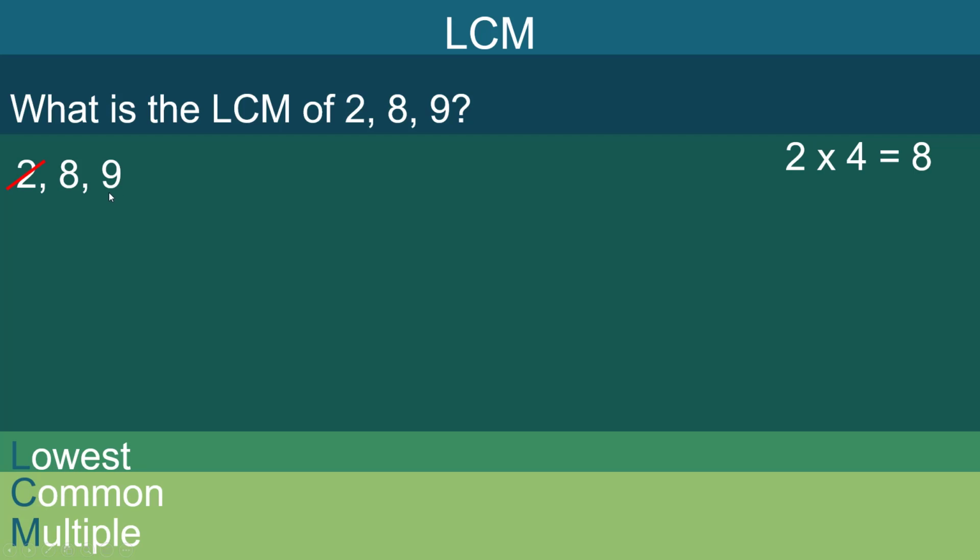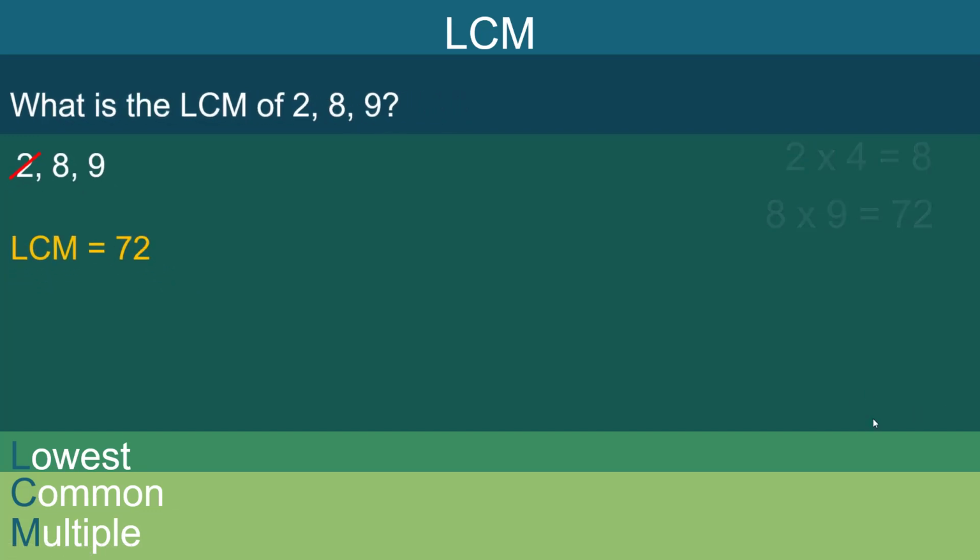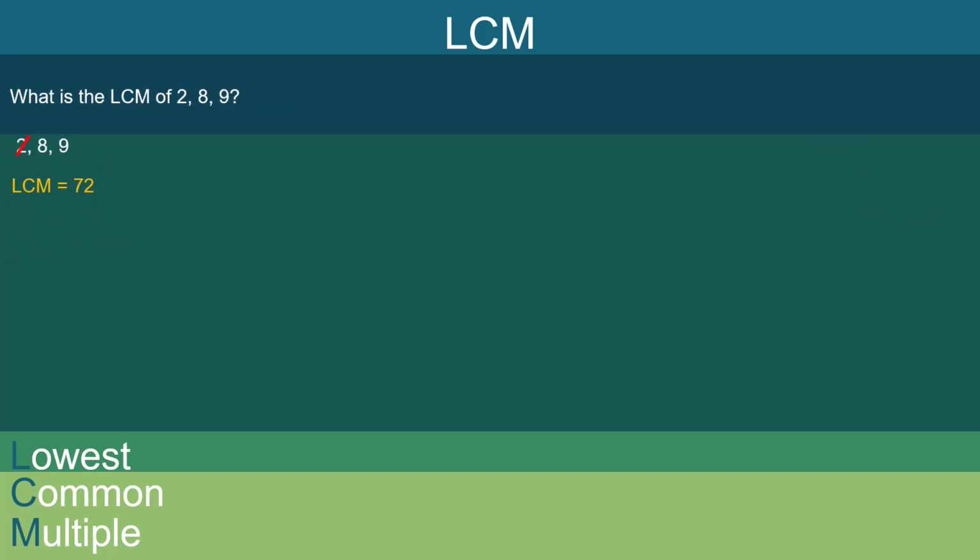8 and 9 do not have a common divisor, so all you do is find the product, and that will be your LCM. 8 times 9 is 72, so 72 is the LCM. This method is a lot quicker than the other options that we have. One of the ways is listing out all the multiples and finding the common multiple.